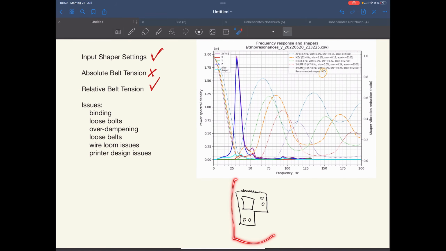Thank you for watching the video. Today we learned how to read the input shaper graphs and how to identify issues on them.